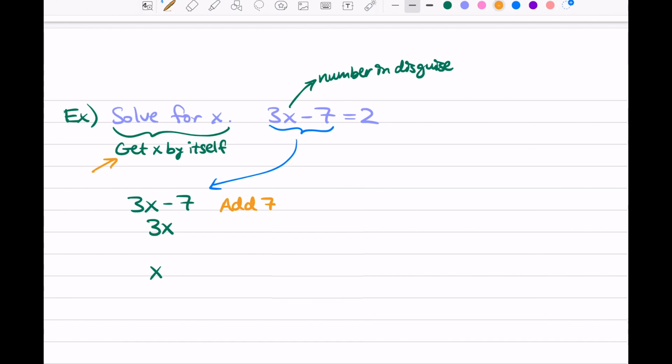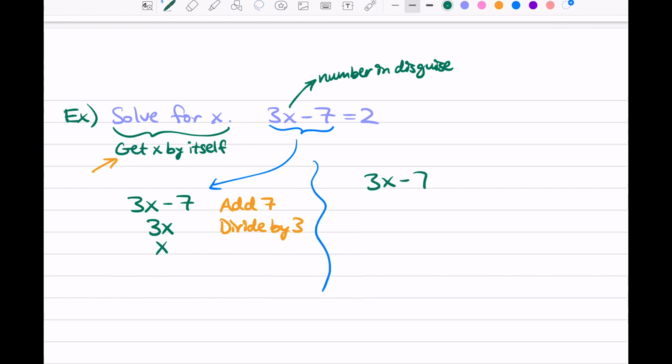Okay, now we have 3x, or 3 times x. What can we do to that to get to our final answer here of x? We can divide by 3. And if we divide by 3, then we're left with x. So that's the kind of process you want to think about when you're actually solving an equation.